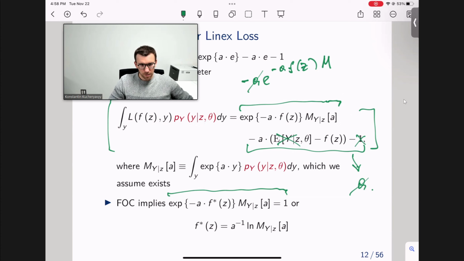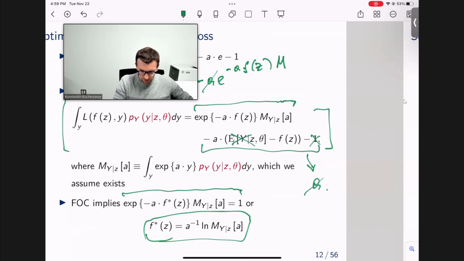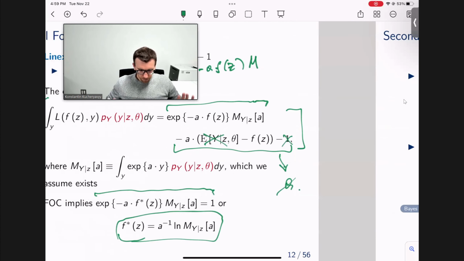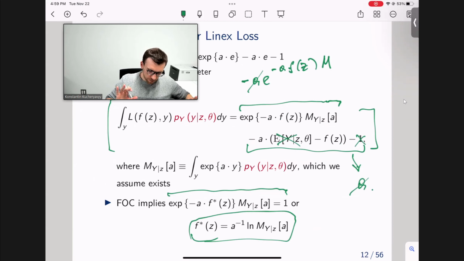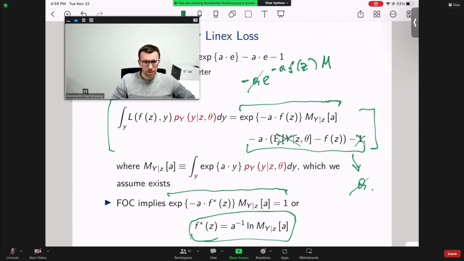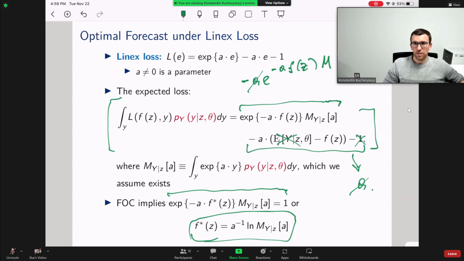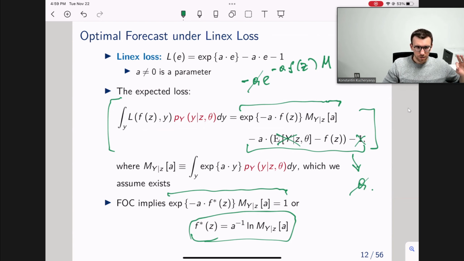Then taking logarithms from both sides and solving for f star z, we get this solution. Observe that it is very different from the previous two examples. So different loss functions result in different solutions for the optimal decision rule.